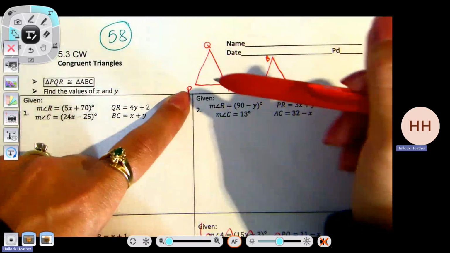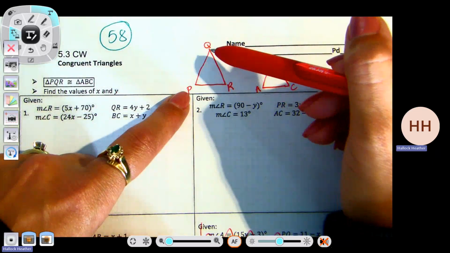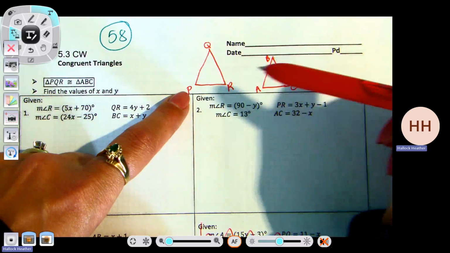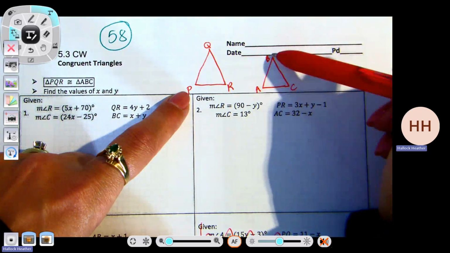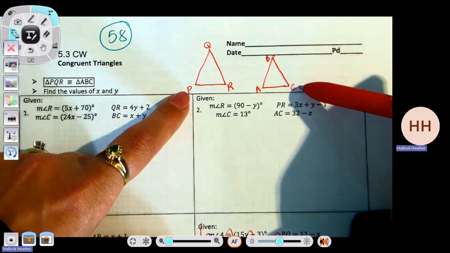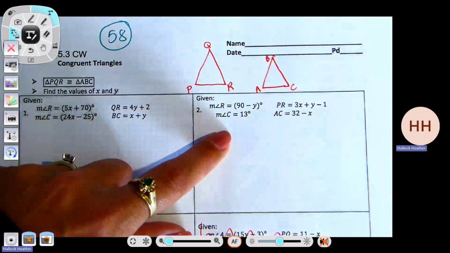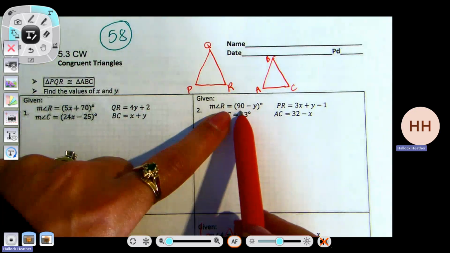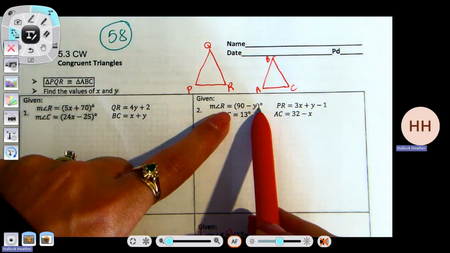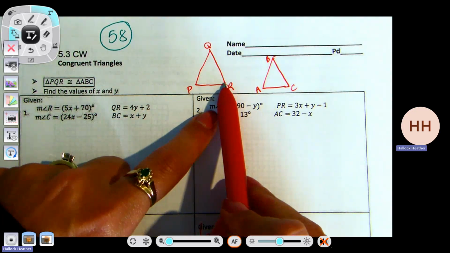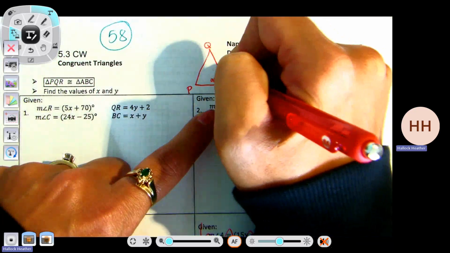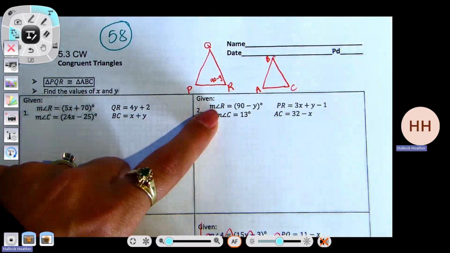But because I put P here, Q at the top, R at the bottom, the second triangle, like your IXL that you were supposed to do, should be A, B at top, C at the bottom. Okay, so we're going to do number 2. Number 2 says that angle R is 90 minus Y. So R is technically in the bottom, so it's talking about right here. So I'm going to put that in my picture. 90 minus Y. Just going to squeeze it in there.